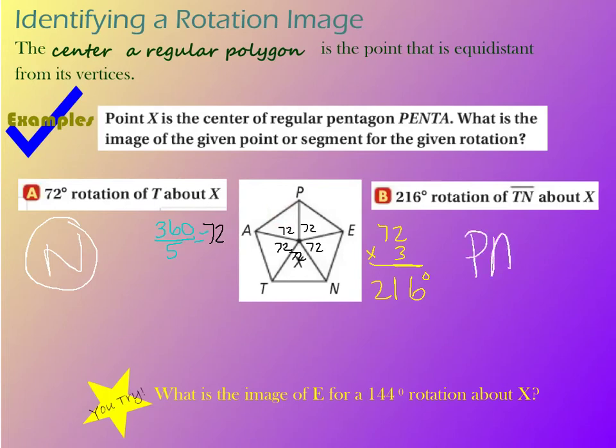PA would be the image of TN rotated 216 degrees. And I know that again because one central angle is 72, and if I move that 3 times, so here's my first rotation would be here, that's 72. My second rotation would be here, that's 144. My third rotation would be here, that's 216. And then you have this try-it problem down here at the bottom. You're going to take the image of E, and you're going to move 144 degrees about X.